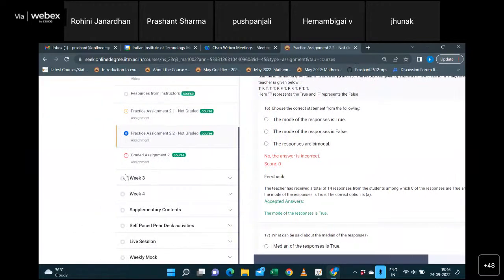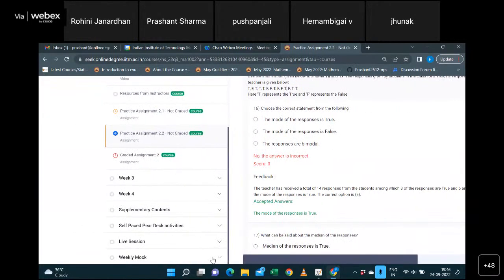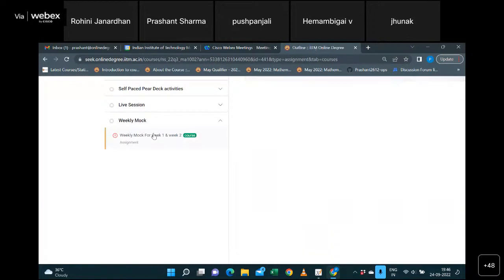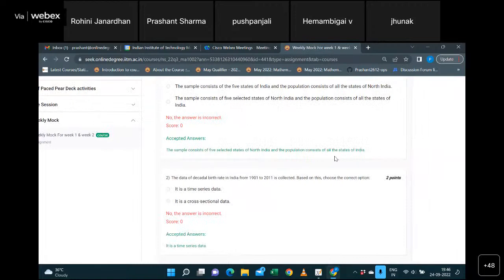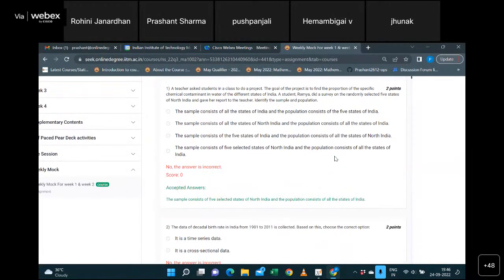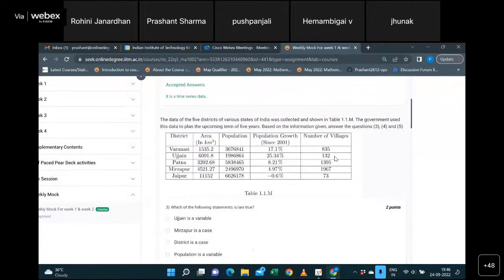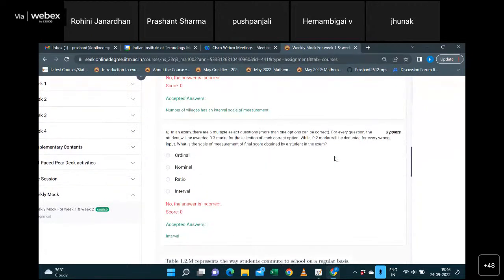So, coming to the mock, tell me who has a doubt related to the mock. Yes, please. I have a doubt in question number 6. What is your doubt? Why is it not ratio?